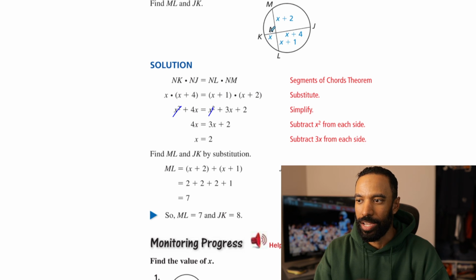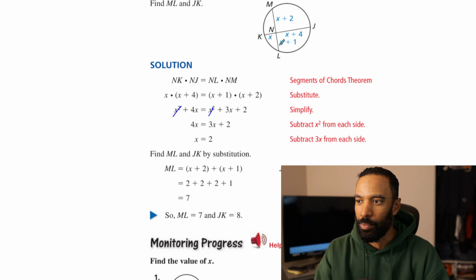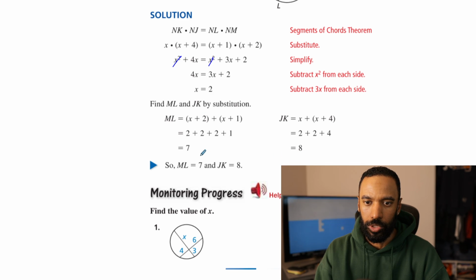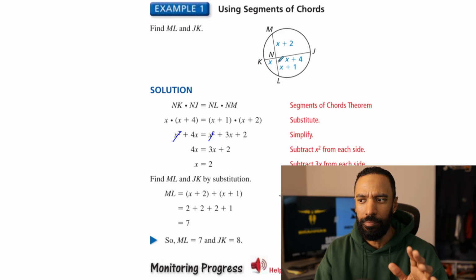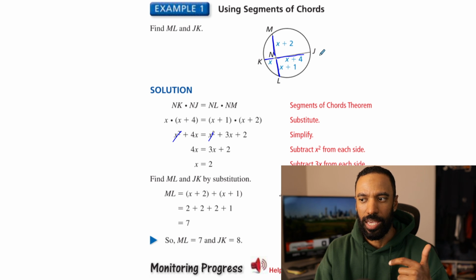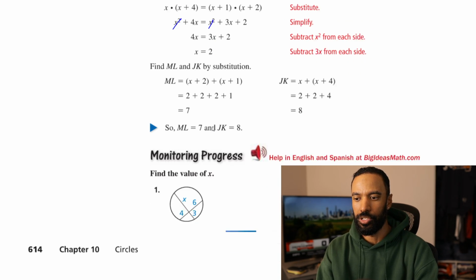When we substitute 2 for x into here, we get 2 plus 6, which is going to be 8 for the length of JK. And we have 3 plus 4, which is the length of 7 there. It's not that these should equal each other, but their products will equal each other. We can even double check that part. 3 times 4, 12, equals 2 times 6, 12. So the product of those two little bits equal each other.